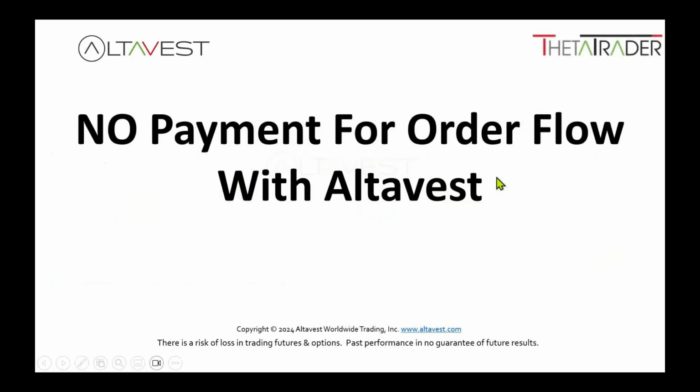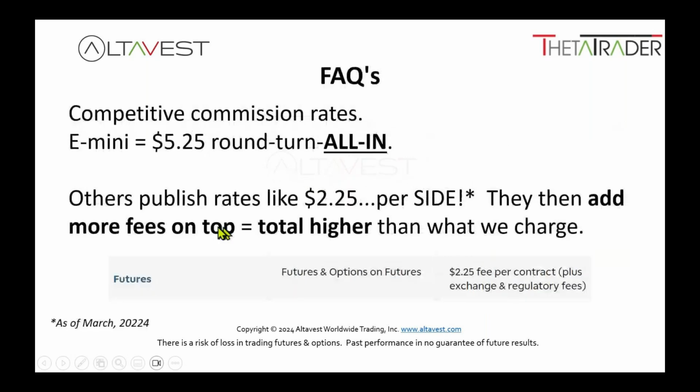So none of that with us. Everything is transparent. Your rates are 5.25 round turn all in, and others might publish rates like 2.25. I pulled this off of a big box brokerage firm for futures options, and it looks like it's a lot less money, but it's not, because that's only per side. So you pay that much when you get in and that much when you get out, and then they add more fees on top, and it ends up being higher. So our rates are competitive.